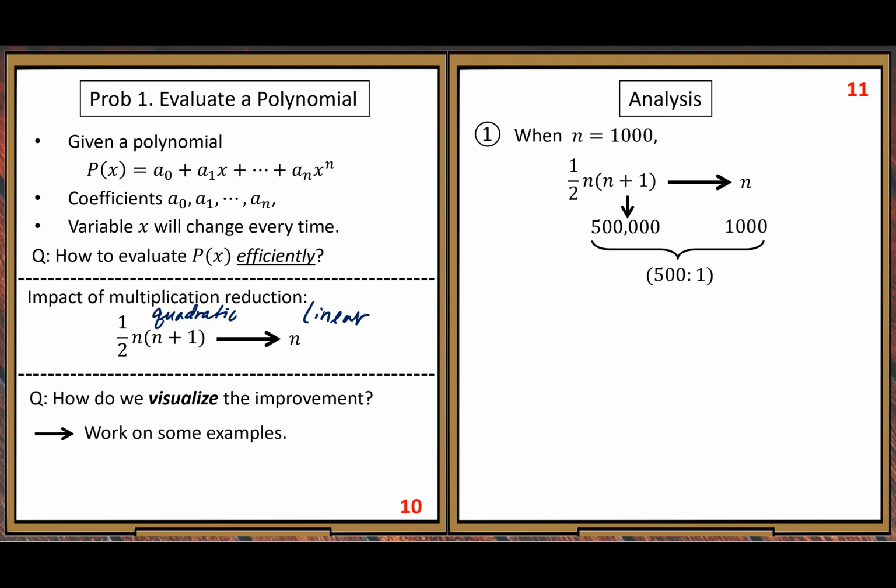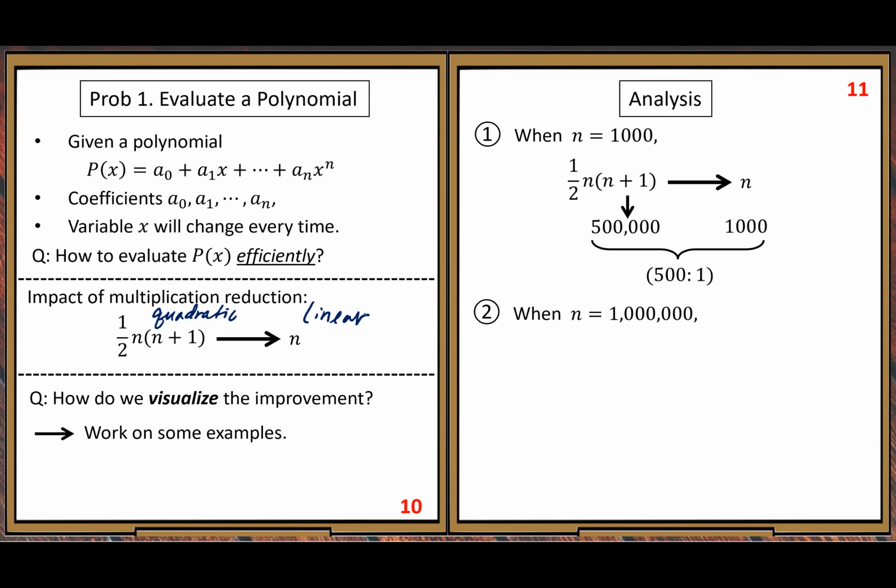Is that good? You only need 1/500th of the operation numbers or response time, approximately. Your new response time is approximately 1/500,000th of the old response time. Is that big? Think about that. Is that really pleasant, right? Let's do another experiment.